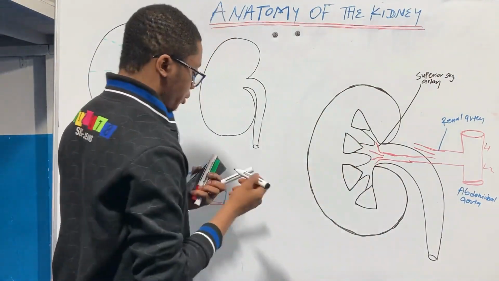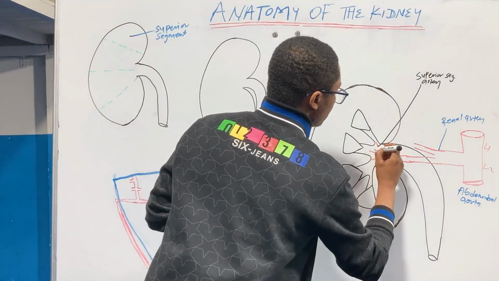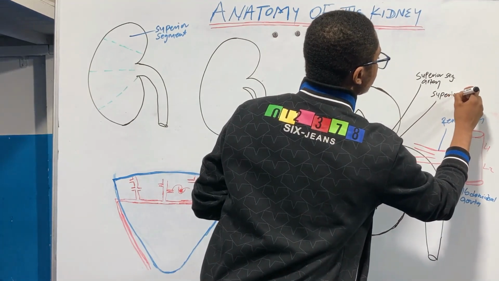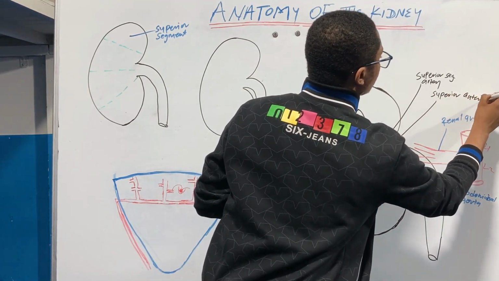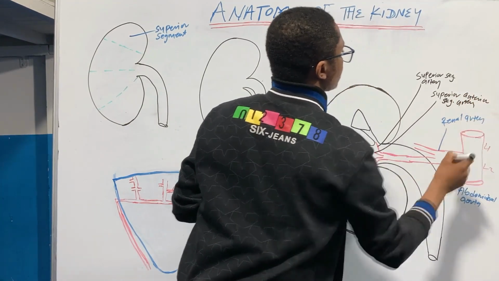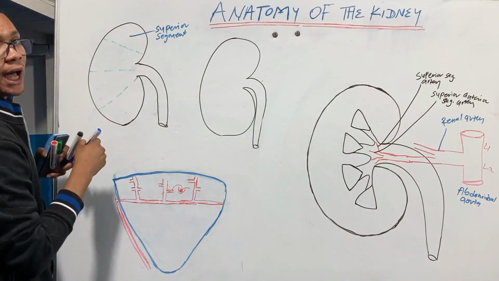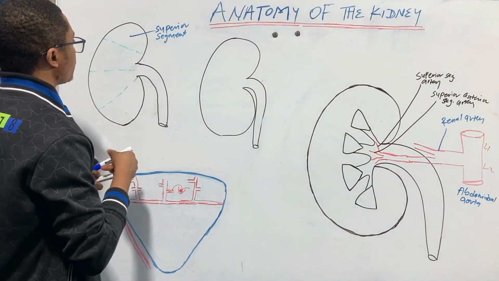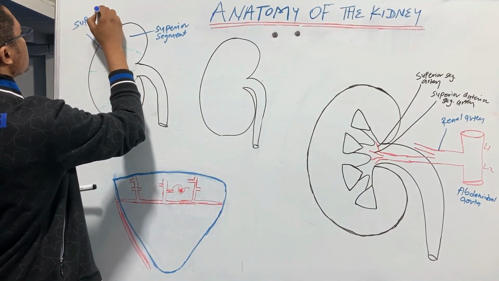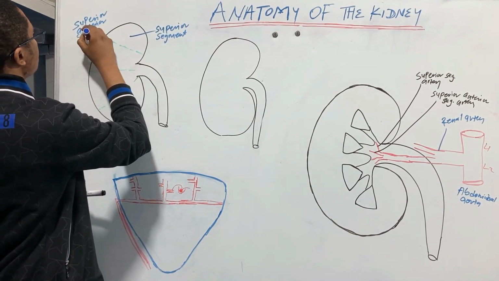Then the superior anterior segmental artery. This is the superior anterior segmental artery. This artery here is a superior anterior segmental artery. All right, so it comes here to the superior anterior segment of the kidney. So this segment here is the superior anterior segment.